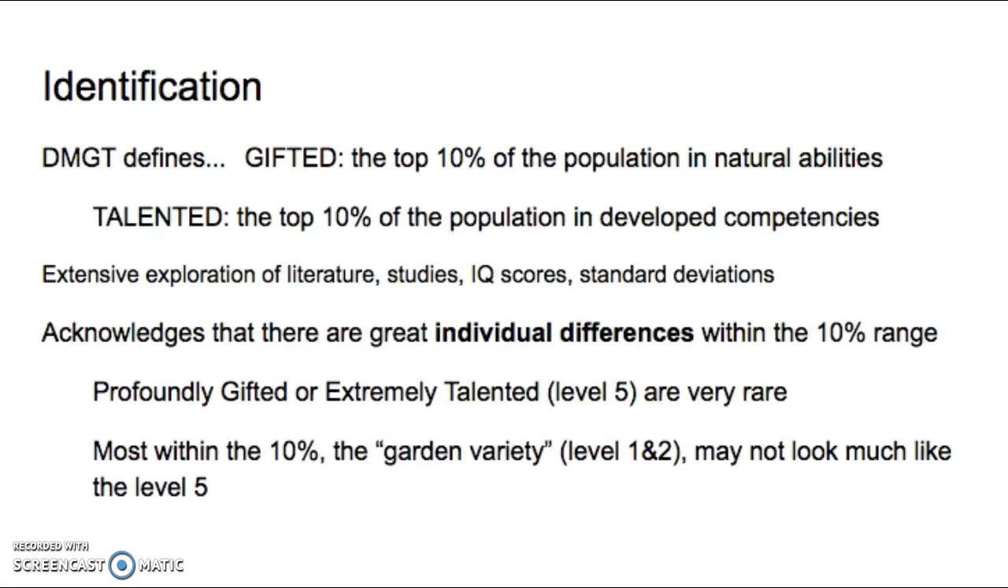Identification. So in this chapter, this model identifies the top 10% of the population for natural abilities, the gifted, and the top 10% of the population in developed competencies, or the talented. And there are also major differences in that top 10%. So there are many students who are at level 1 and 2, but very, very few students who are level 5. And that would be profoundly gifted or extremely talented.